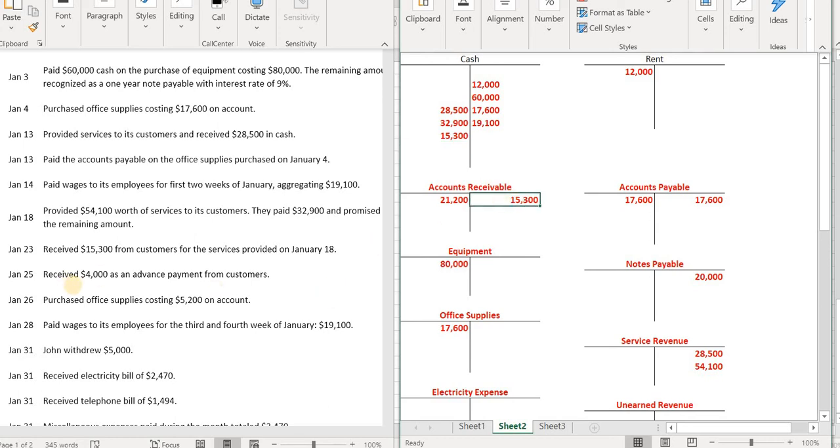January 25th, I received $4,000 as an advance payment from customers. We like that, getting $4,000. Advance payment means we haven't done the work yet, right? So we're going to increase cash, but when we haven't done the work yet and we get money, what do we call it? Do we remember? We call it unearned revenue. So record that entry.